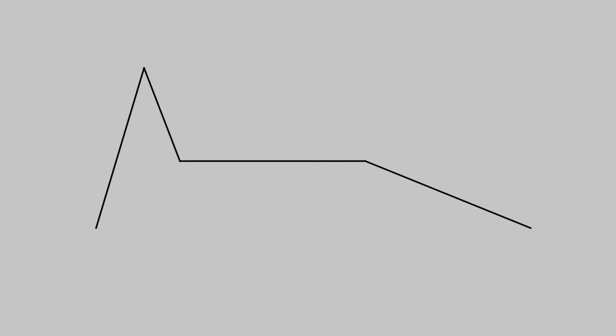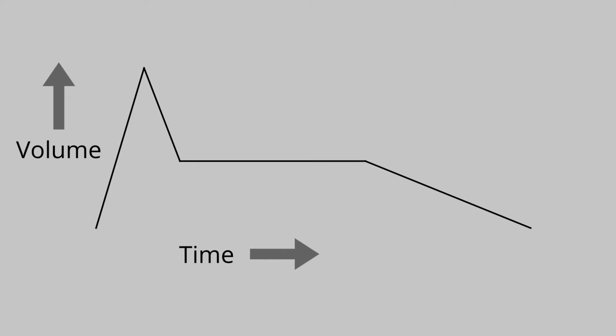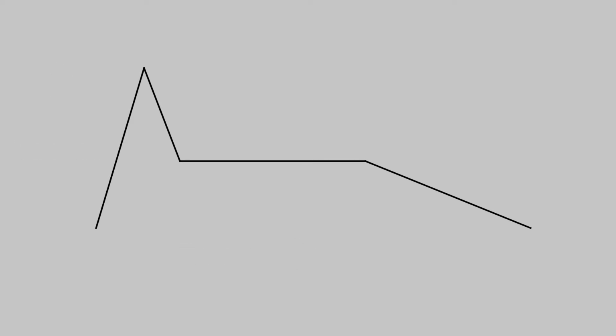So the x-axis, left to right, represents time. The y-axis, up or down, represents the intensity of the parameter in question. So in many cases, that would be volume. By using this envelope, let's go over the 4 phases that the acronym ADSR refers to.